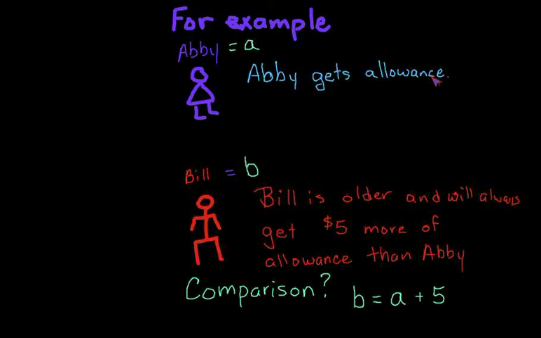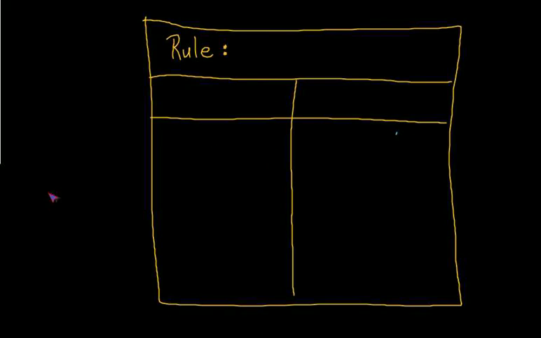So we're going to represent Abby's allowance with A and Bill's allowance as B. Those are variables we're going to use because we don't know how much their allowance is. But we can know the relationship between them. How do we compare them? In math, we're always looking for the relationships between things. And we know that Bill's allowance is always going to be Abby's allowance plus $5 more than that. So that's Abby's plus 5. So those are the situations that exist.